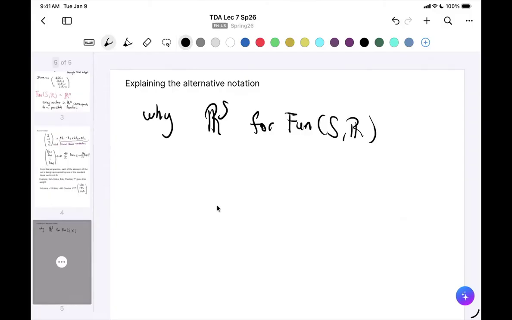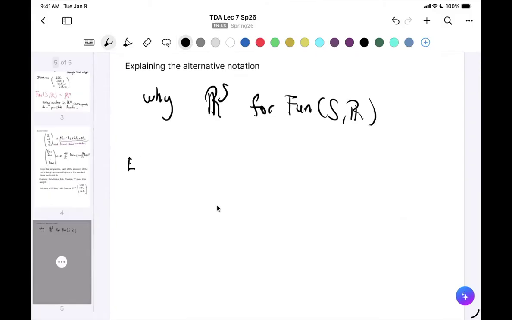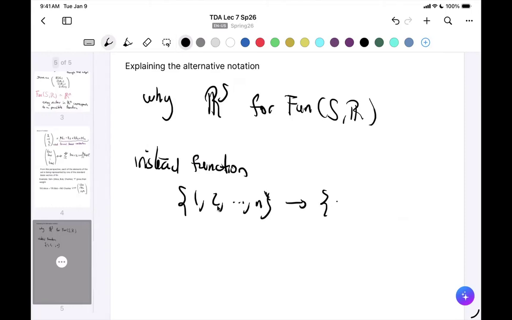instead of assigning values on R, I had to assign values on the first n integers. So imagine I had a function from the set 1, 2, up to n into the integers 1, 2, up to n. So you have the first n integers, and each of those first n integers has to be sent into one of the first n integers.